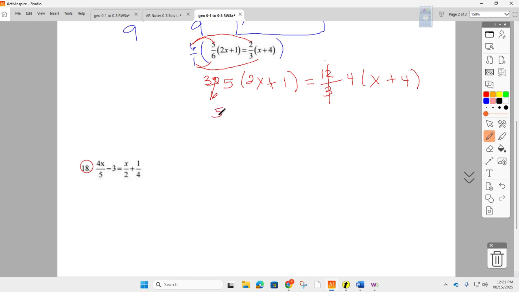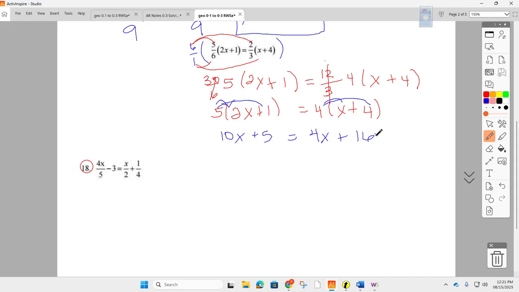I'm going to rewrite without all the scratched out stuff. And now I'm going to distribute like we just did in the last problem. So 10x, and these are all positive, so these are easy peasy. 4x plus 4 times 4 is 16. Nothing to combine on the left side, nothing to combine on the right, no parentheses to get rid of, no fractions, no other junk. So now we need to get the 4x and the 10x on the same side.